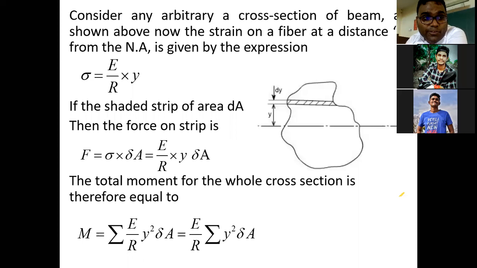Now let's come forward. Consider an arbitrary element of a section of a beam as shown in this figure. The strain on the fiber at distance y from the neutral axis is given by the expression. We already know that sigma is equal to E upon R into y. Just now we have derived this formula. You have probably already studied this in the first semester in engineering mechanics, so let's repeat and revise your knowledge of what you already have.